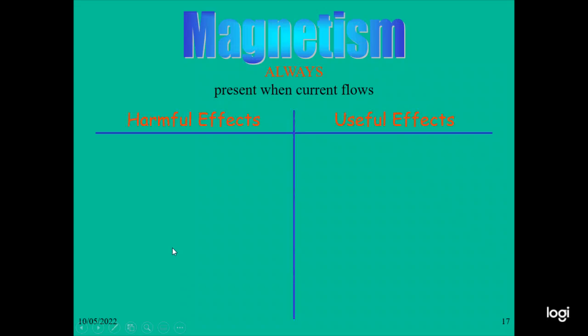The harmful effects are attracting matter and distortion of radio waves. Useful effects are electromagnets and the motor. We can also use the generator, relay, and conductor, audio recording and microphone.